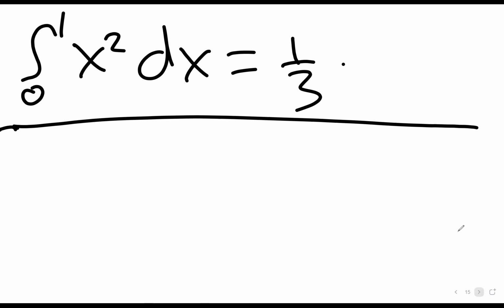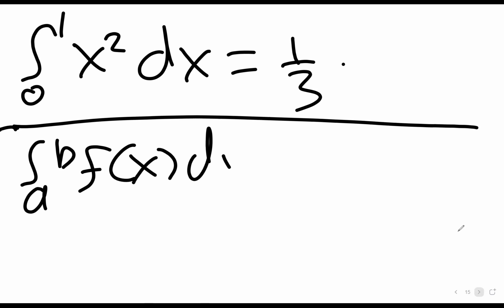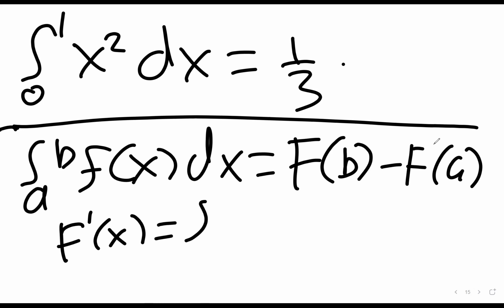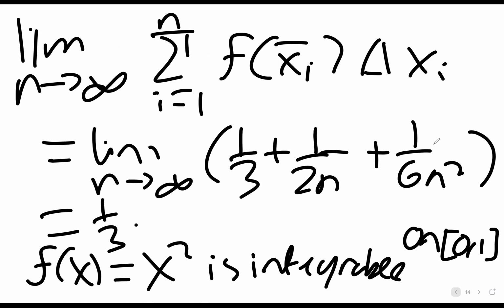But in the end, if we want to consider the integral from a until b of f(x) dx, then we just simply use the fundamental theorem of calculus, namely finding the antiderivative at b and finding the antiderivative at a. So here, F prime of x equals f of x.